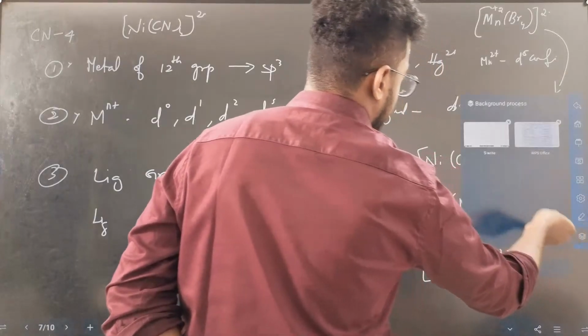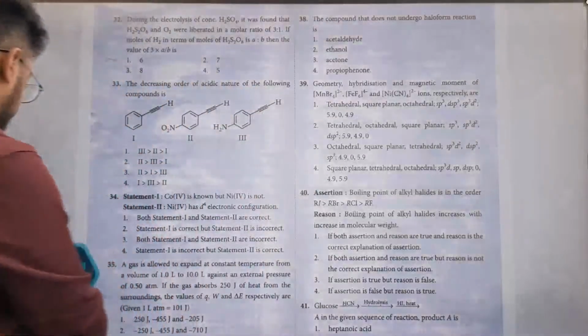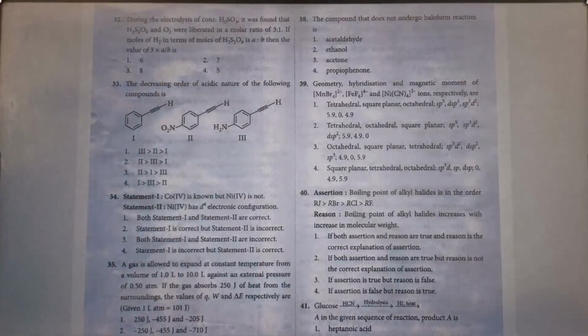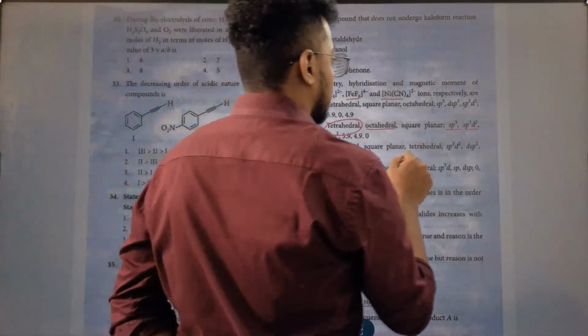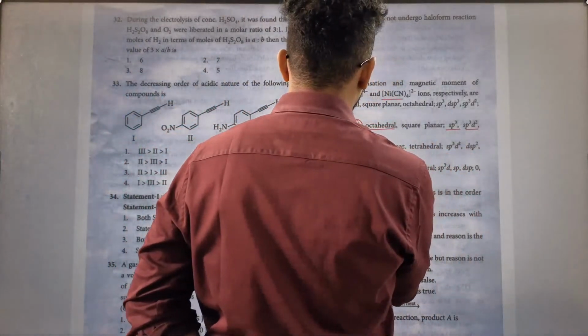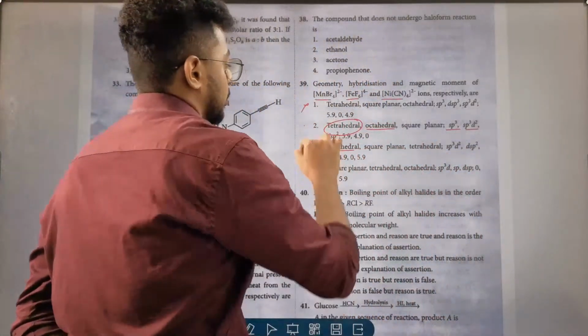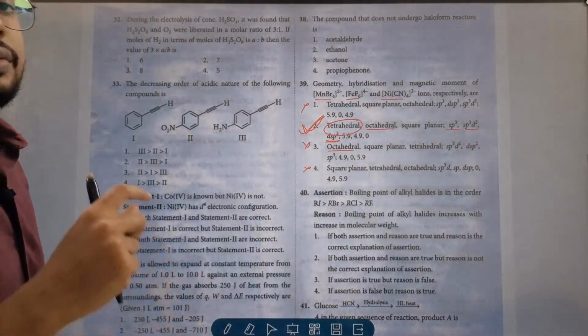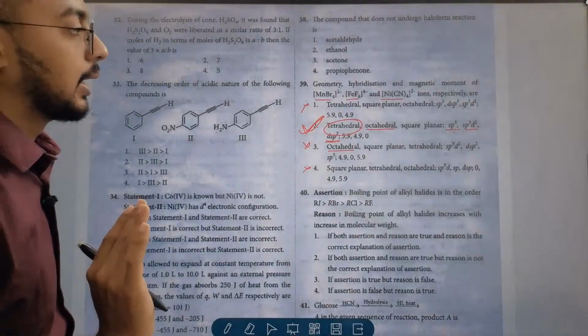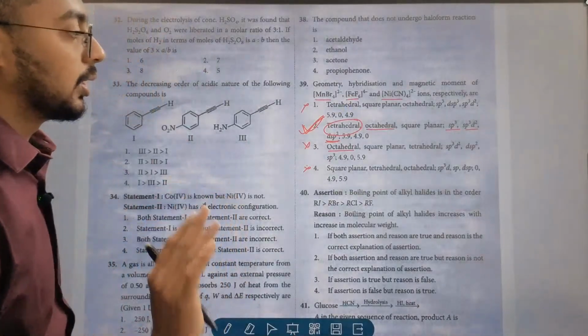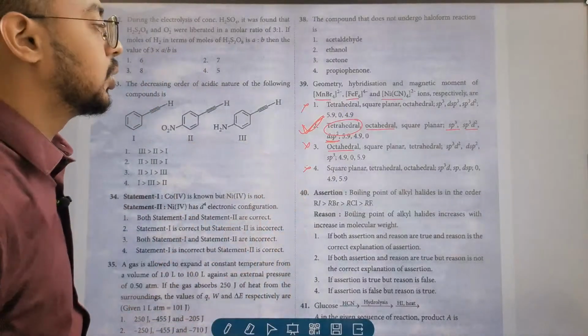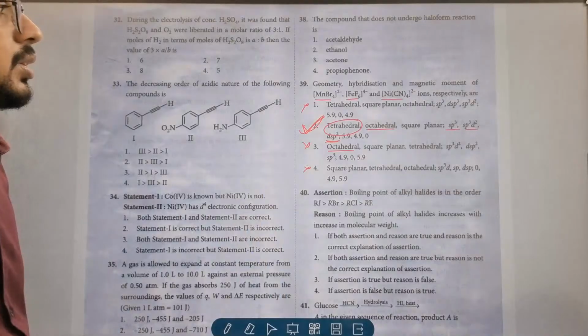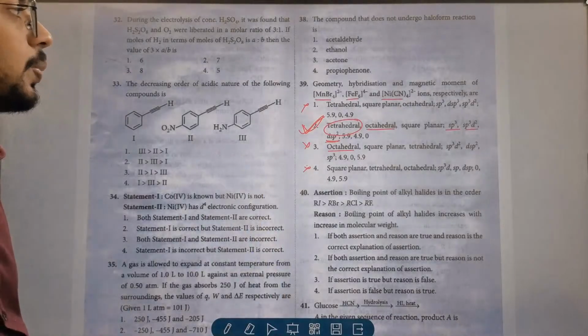So we'll check. This is dsp2 configuration. So the right option is option 2, tetrahedral, octahedral, square planar with sp3d2, sp3 and dsp2 configuration. Hope it is clear.